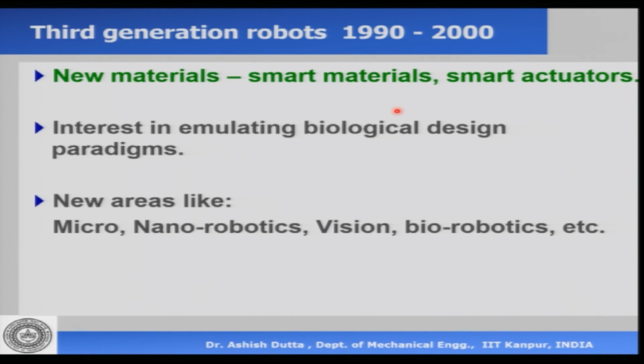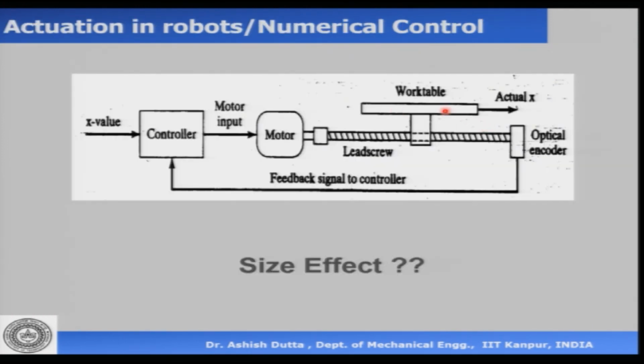For example, you could not make a DC motor which is very, very small. This is an interesting example of what we call the size effect. So this is the essential control structure of a robot or an NC machine, where you have a controller, then there is an actuator which can be a DC motor, then we have a work table. In the case of an NC machine, it will be a work table or a tool, and in the case of a robot, it is going to be a link or an arm. And there is a feedback by means of an optical encoder, which is a feedback device, and essentially this is my closed loop control system.